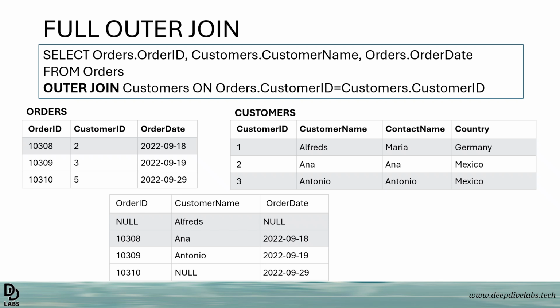Here you can see, for example, for Alfred, customer 1, there is no order ID, so this becomes null. Similarly, customer 5 is not there in the customers table, so the customer name is null. So for each of these rows, the order ID, customer name, and order date are based on these values. We are looking only at a subset of each of the tables.